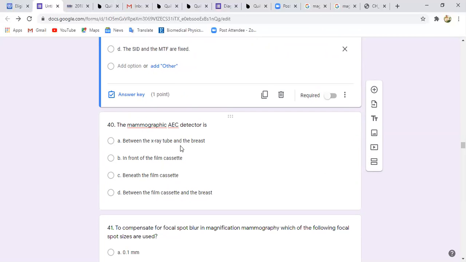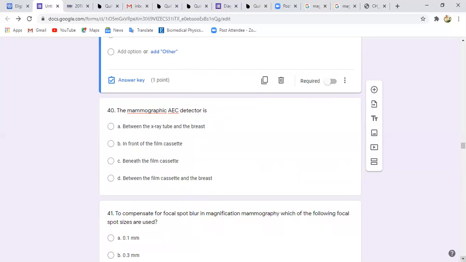In mammography, the AEC detector is in place where? We have done something like this before. A question like this came up because it was for radiography AEC. For mammography, where does it stay? For mammography, it is beneath the film cassette.